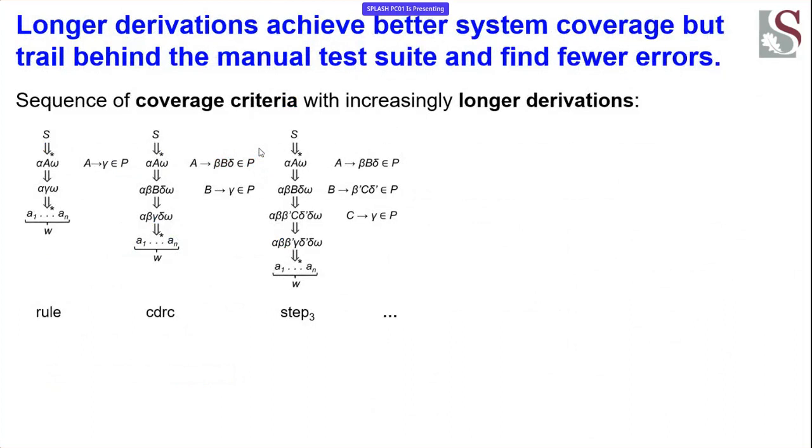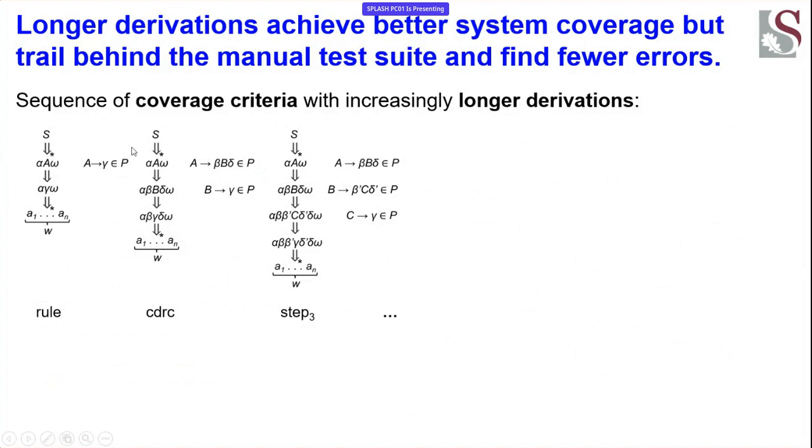Right. So what does it teach us? What did we learn? The first thing that we learned is the obvious thing. If you generate longer derivations, more complex tests, then you get a better coverage of the system under test. Right? But it doesn't work that well. So here we see the different criteria: rule coverage, CDRC coverage, 3-level step coverage, 4-level step coverage, and so on. We see that they're basically the same construction. It's just the length of the chain that gets longer and longer.